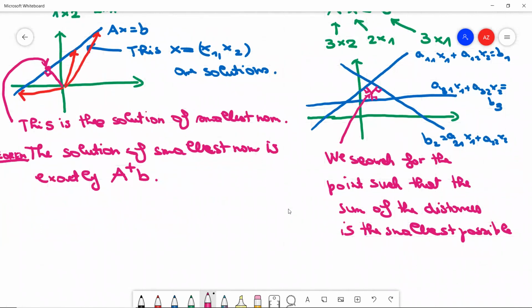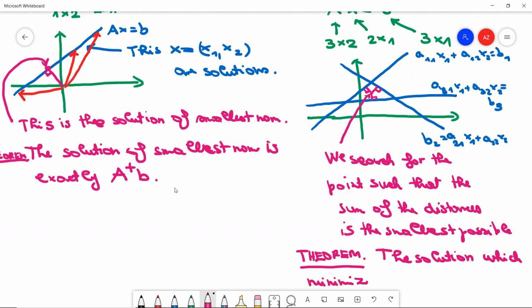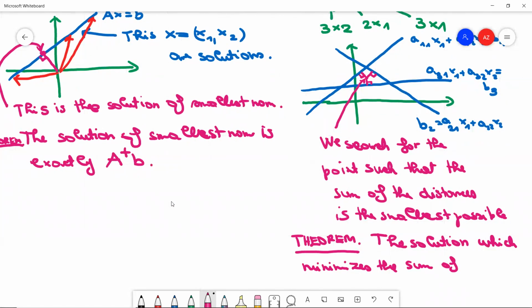And again, the theorem says that the solution to this problem is exactly A plus B. The solution which minimizes the sum of distances, I mean the sum of squares of distances, because we're using the least squares method, is A plus B. So instead of taking the sum of absolute values of distances, we take the sum of squares of distances, and the theorem says that A plus B is exactly the solution to this problem.